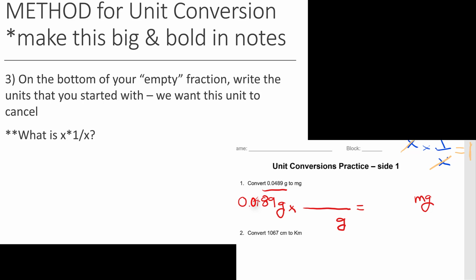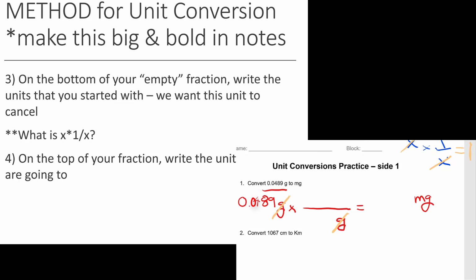If we have grams on the top, and then we're going to cancel it out with the grams on the bottom of this fraction, we're going to be left with whatever units we put on the top of our fraction, or in the numerator. And that's why on the top of the fraction, we are going to write the units that we're going to, so the milligrams. So the grams will cancel out with the grams, and we will be left with milligrams, which is what we wanted.